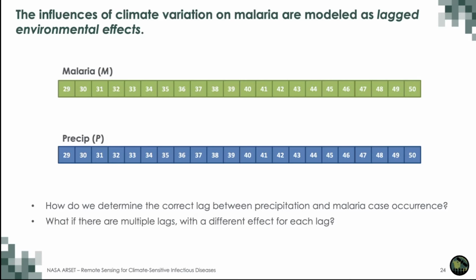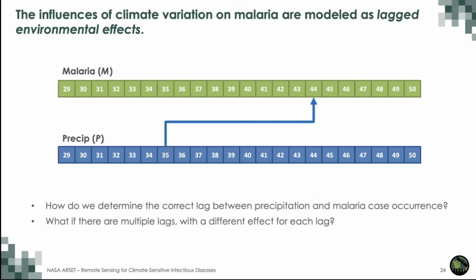To capture these relationships between climate variation and malaria, we use another common time series method, which is modeling lagged effects. And here's an illustration of what that means. Let's say we're measuring malaria in every week of the year. So the numbers represent week of the year, 29 through 50. And then we also have precipitation that we're summarizing on a weekly basis. We might expect that precipitation is increasing larval habitats, and then that is leading to larger mosquito populations, which is gradually increasing malaria transmission. So it may take some time for precipitation in week of year 35 to influence malaria in week of year 44.